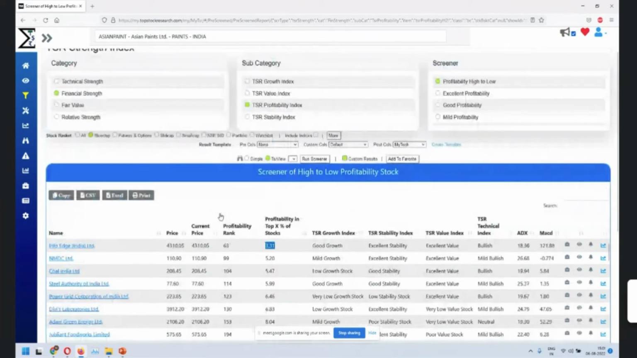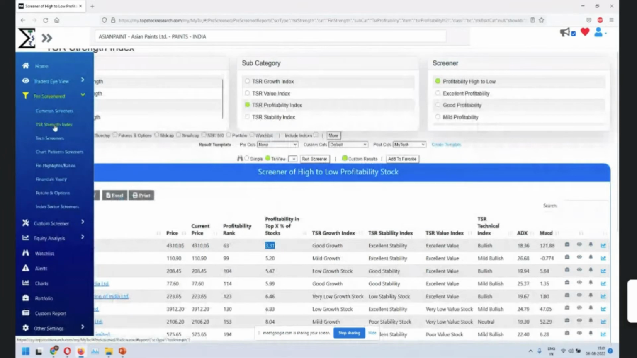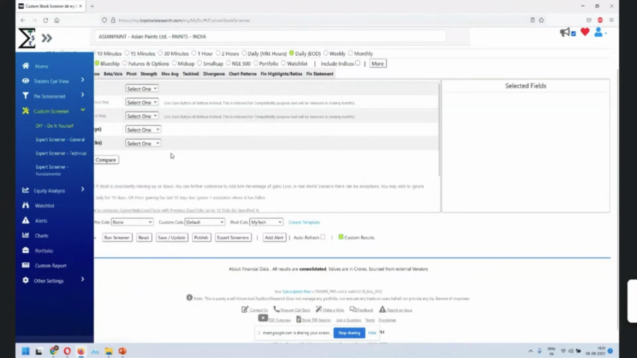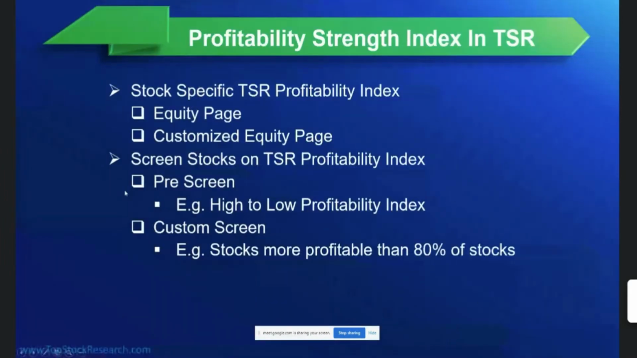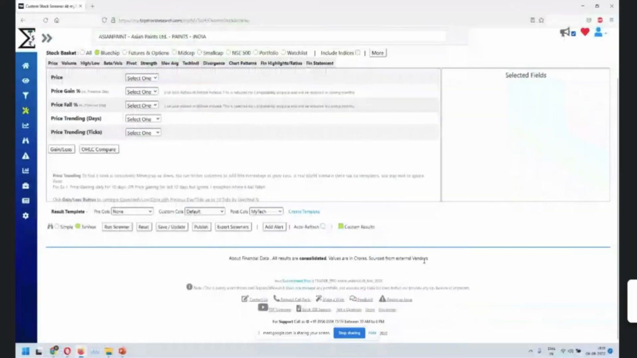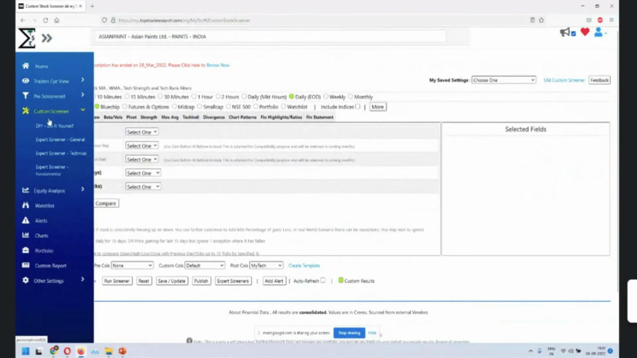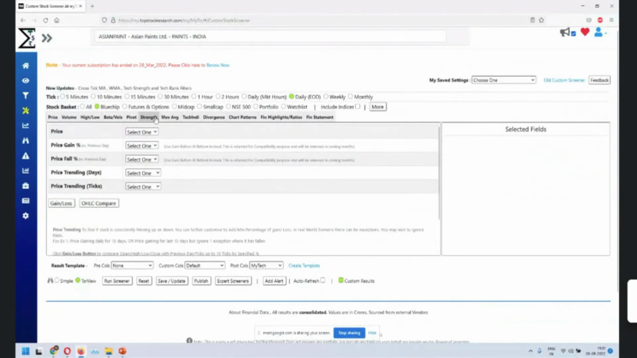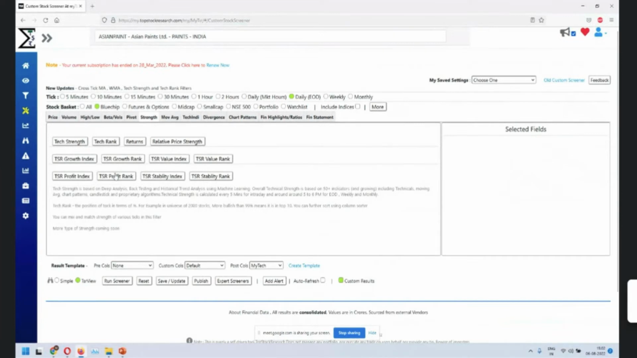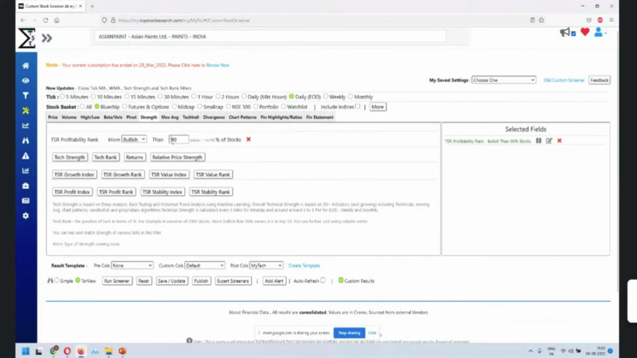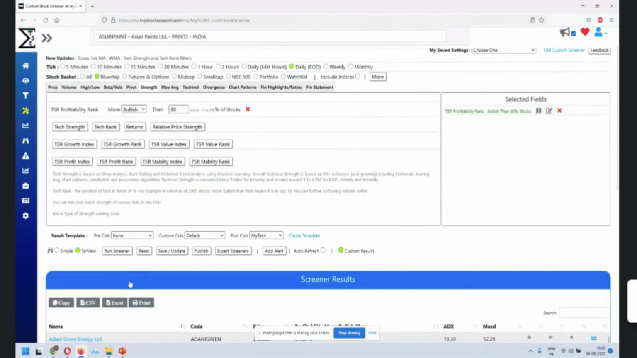The other example that we have is the custom screener. Find the stocks which are more profitable than 80% of the stocks. Go back here, go DIY, DIY custom screener, strength, and then we have profit rank, more bullish than 80% of the stocks. So this is how you'll find it.